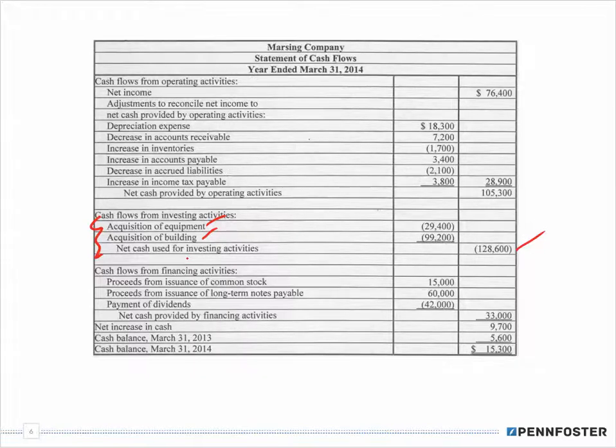And then for the financing activities of $33,000, the company raised additional capital by issuing common stock, which you can look at here. They issued common stock, and they also had proceeds from the issuance of a long-term note payable. So they took on an additional loan of a note payable in order to get more cash, and they also paid out dividends. All right.